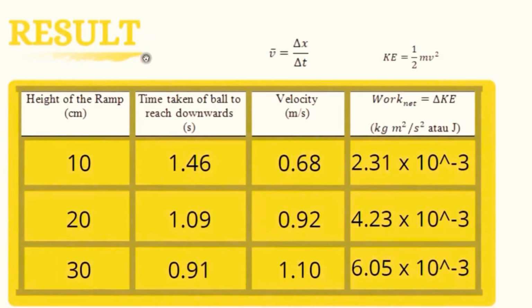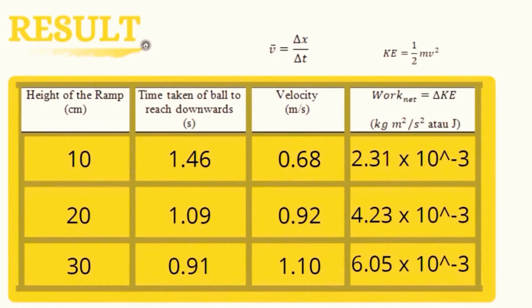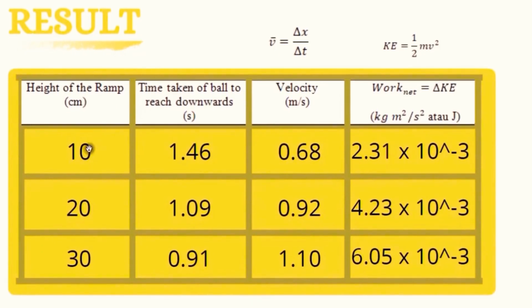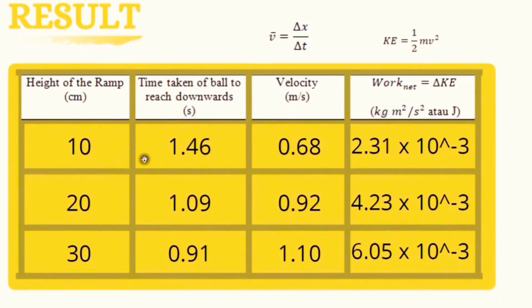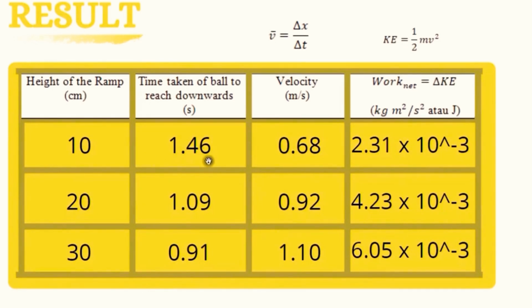A record of results from the experiment. For a head of 10 cm, the average time for the ball to fall down is 1.46 seconds, and for 20 cm, the time taken for the ball to reach downward is 1.09 seconds, and for 30 cm, the time taken is 0.91 seconds.